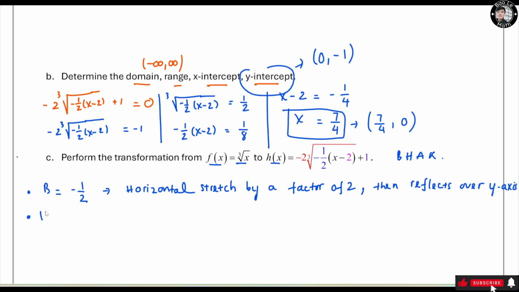H equals 2 right here. Because this is greater than 0, it shifts to the right 2 units.